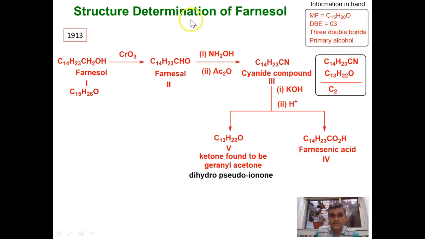Now in this structure where 3 isoprene units are joined together, we have to find out the positions of these 3 double bonds as well as the position of this OH group, and for that this degradation experiment is performed. Now here farnesol is subjected to oxidation, it gives a farnesal.